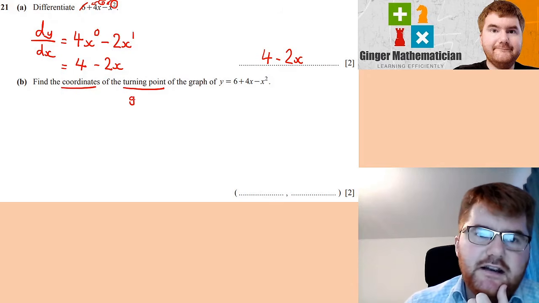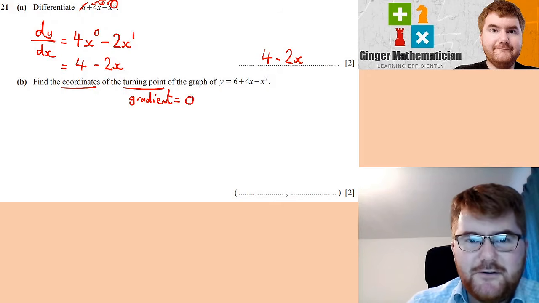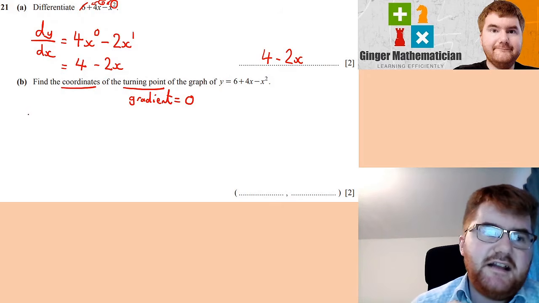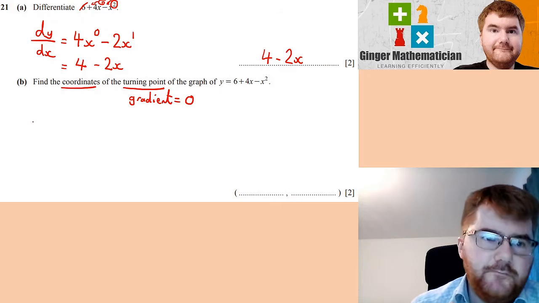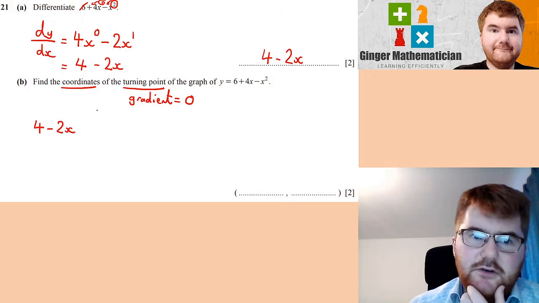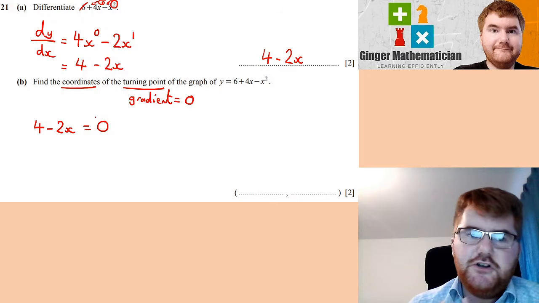So that's when the gradient is equal to 0. Kind of the other way around to the previous question of this function here. So we want to set our gradient function, 4 minus 2x, our dy by dx from the previous question, equal to 0. So this is a straightforward equation to solve.